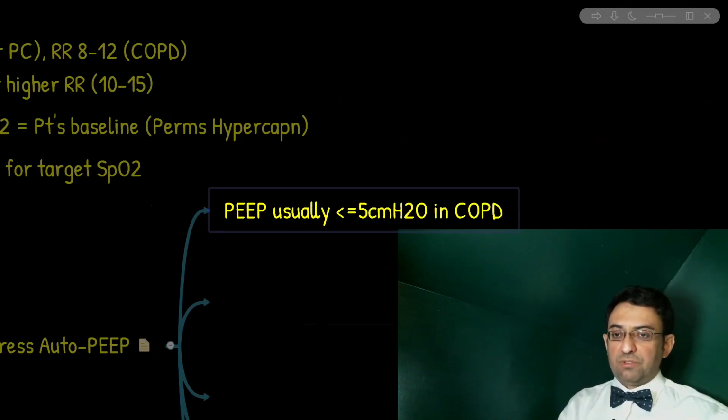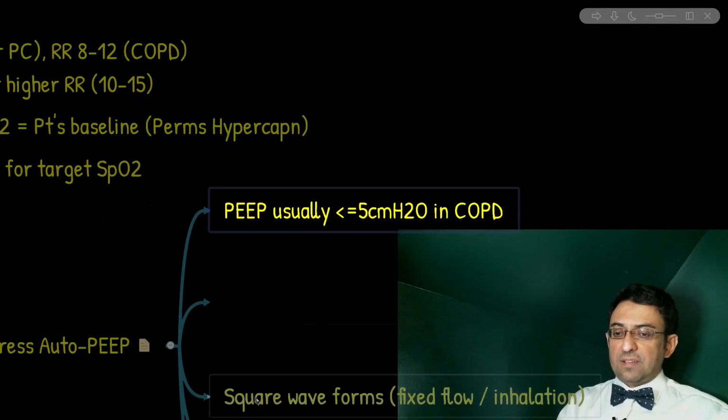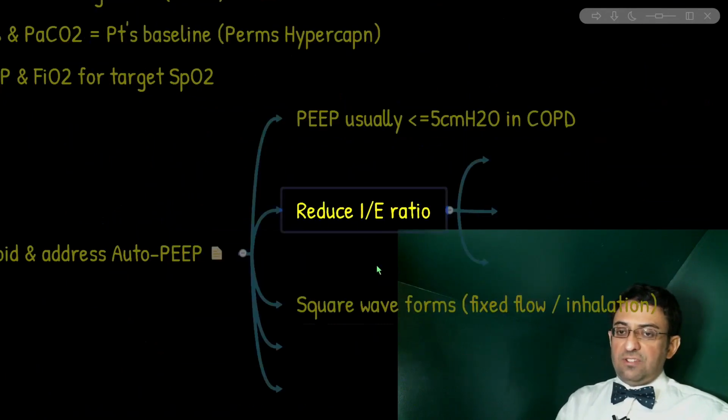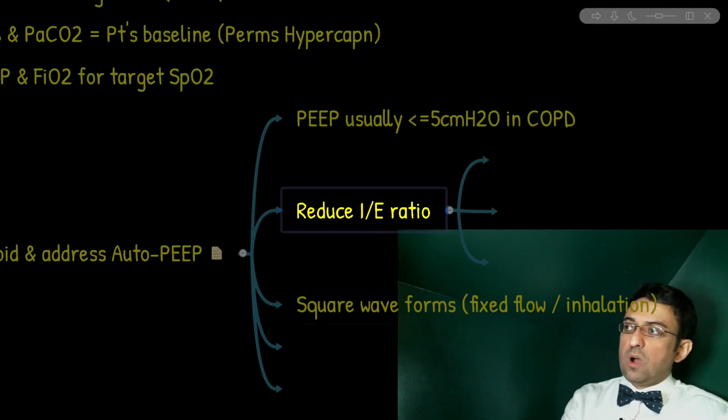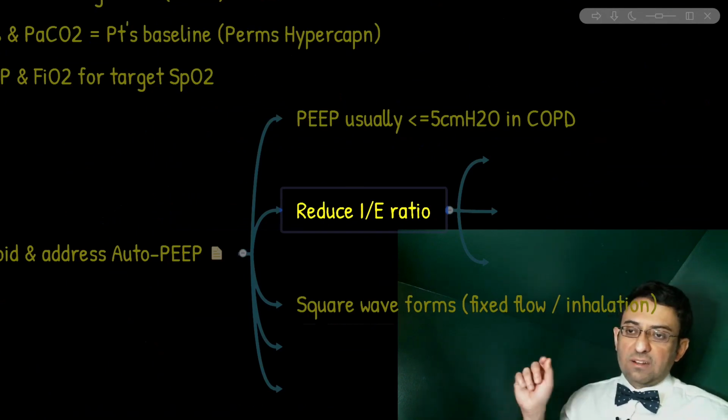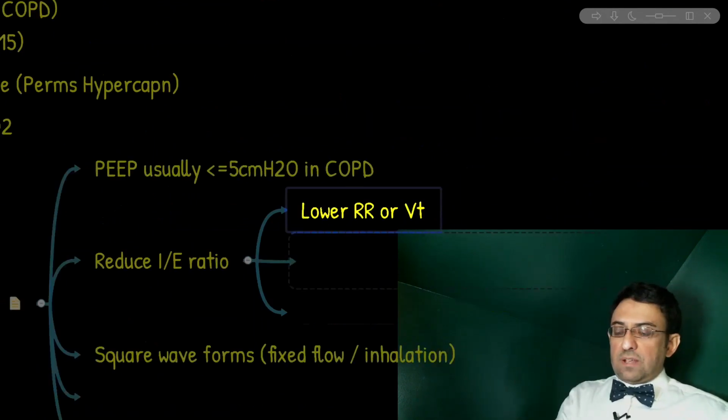Second strategy is referred to as square waveforms, in which a fixed flow is provided during inhalation. But most important are the strategies associated with reducing the I to E ratio. As you remember, I mentioned I to E ratio in normal individuals is 1 to 2, and in COPD is 1 to 3. However, if we reduce it even further, we can provide enough exhalation or expiration time to the patient to avoid air trapping and auto-PEEPing. So next question is, what are the strategies to reduce I to E ratio?